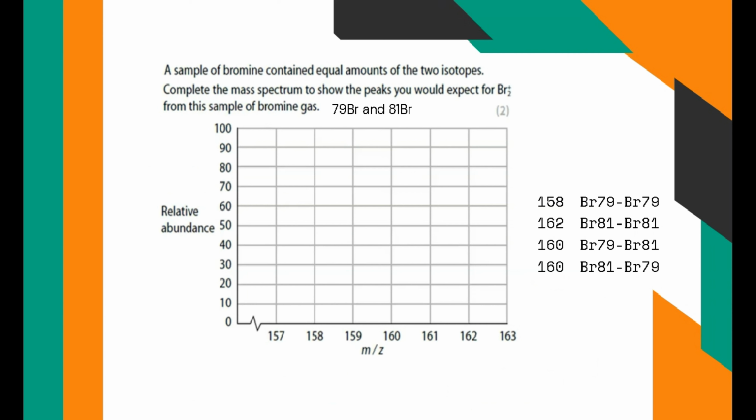Because for 79 with 79, it will be 1/2 times 1/2 gives us 1/4. For 81 with 81, it will be 1/2 times 1/2, again giving us 1/4. For 79 with 81 and 81 with 79, it will be 1/2 times 1/2, which is 1/4. Then we multiply by 2, which gives us 1/2, giving us 1:2:1.